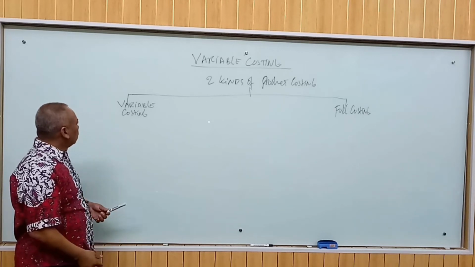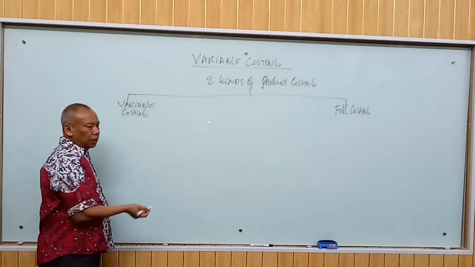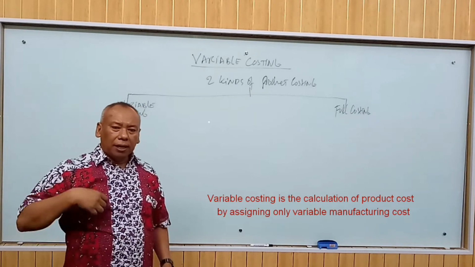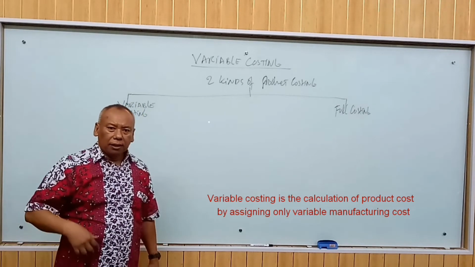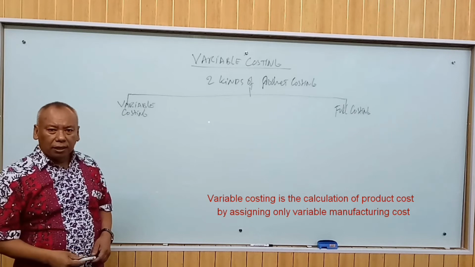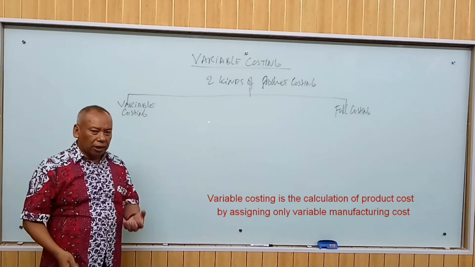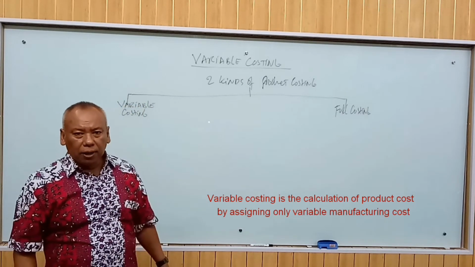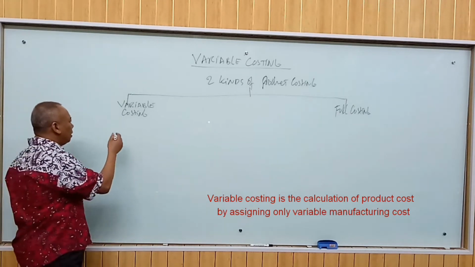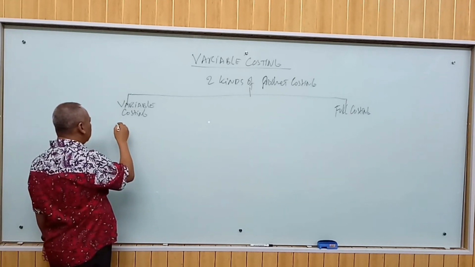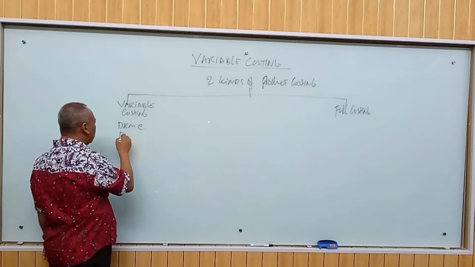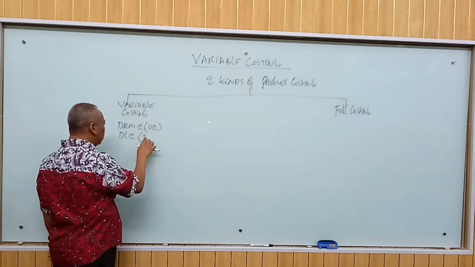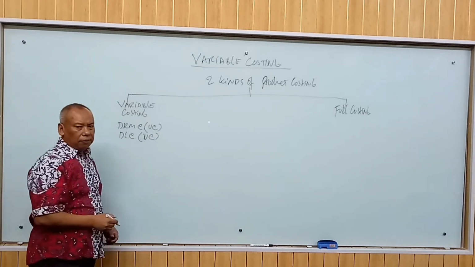So, variable costing is actually calculating the product costs by assigning only variable manufacturing costs. The example is like this. This is direct raw material cost, direct labor cost. Actually, direct raw material cost is variable cost, and direct labor cost is also variable cost.